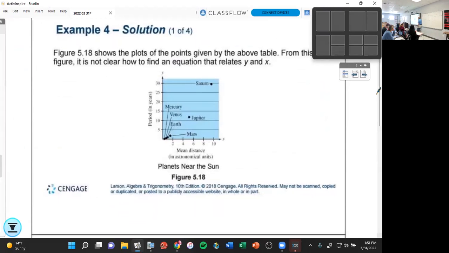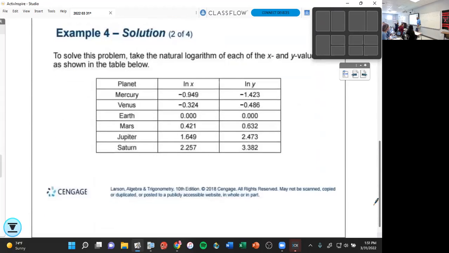Okay, so here is what the graph looks like. That's kind of what we had on our screen. So that's the plots given by the above table. It's clear to see that x does relate to y, but it's not linear. Next slide. Taking the natural log of all the x values and all the y values, there's your table of results. We've got those in our L3 and L4. Next slide.